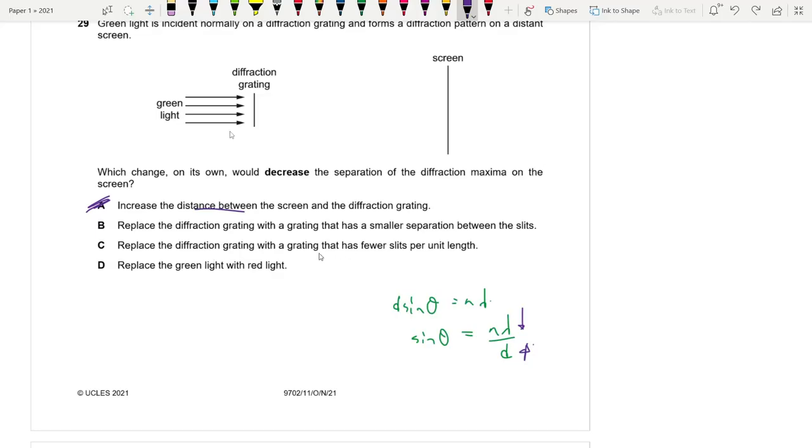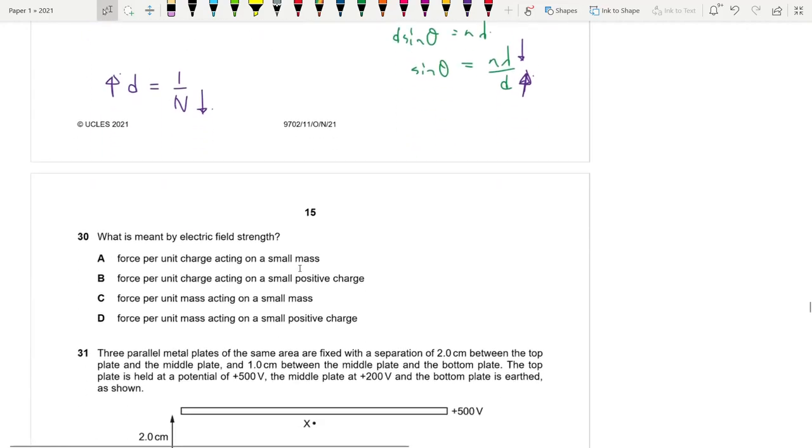Replace the diffraction grating with a grating that has fewer slits per unit length. What does this mean? This is actually capital N. Now hear me out. There's a formula between d and capital N. d is equal to 1 by capital N. So if you replace it with one that has fewer N, the value of d will increase. And if d increases, the fraction decreases, and theta also decreases. Get it? That's why the answer is C. And red light actually diffracts more.